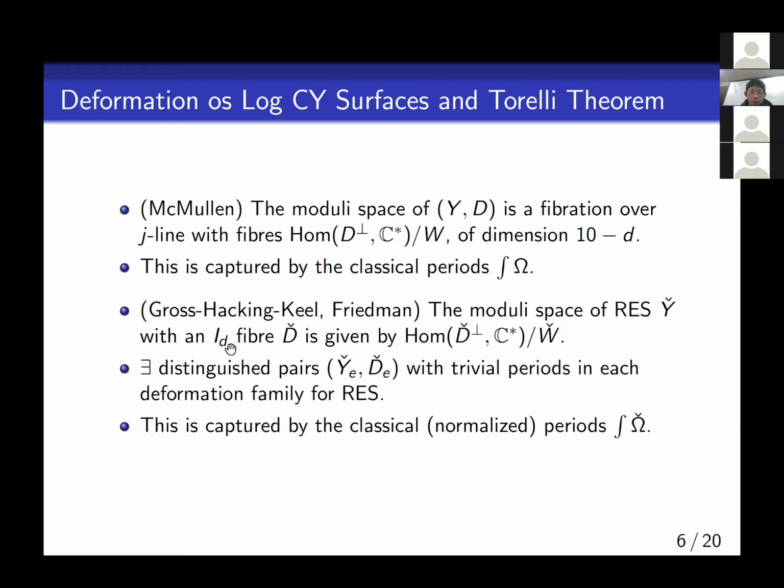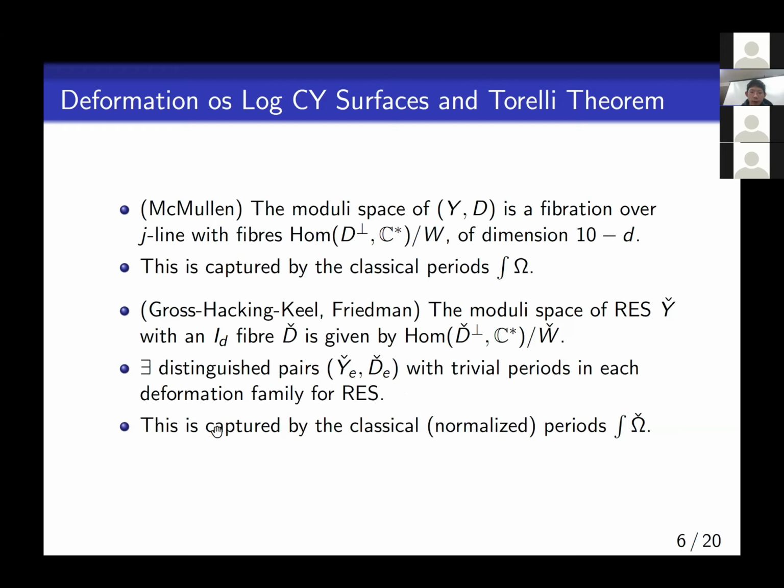So these are the possible families you can have. And for each family, there exist very special points, because for each D, there exists an element which sends every element in D check perp to just 1. That is the point I mentioned, a distinguished complex structure with trivial periods. And this will play an important role later on in the context of mirror symmetry.